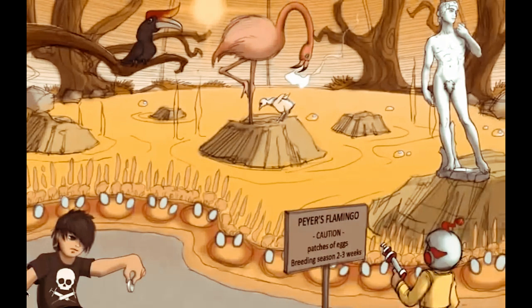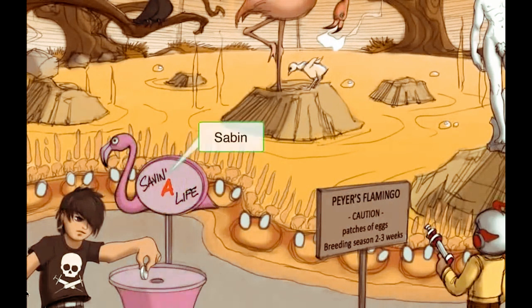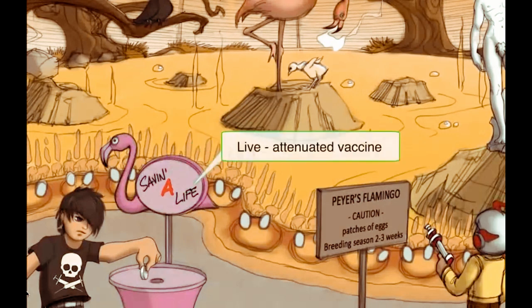The other vaccine, Sabin, is actually a live, attenuated vaccine that's given orally. To represent this, we're going to draw in a donation canister here with a sign that says Savin' a Life. And Savin is meant to sound like Sabin, right? And life, of course, for live vaccine.